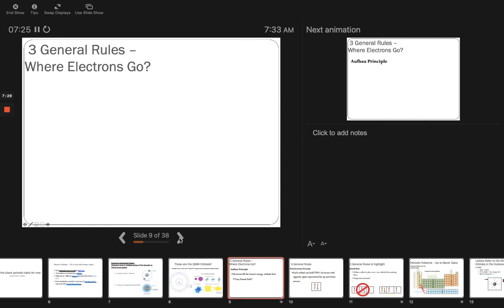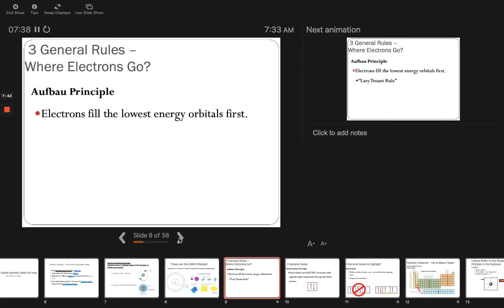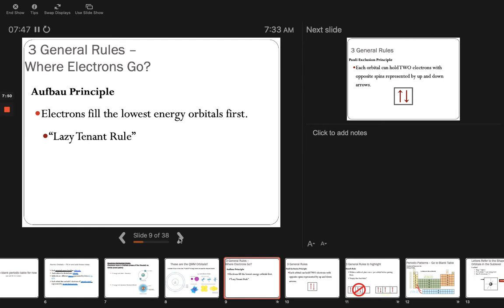Okay, before we get a little bit more into this, we need to define the 3 rules that electrons follow about where they can go. All right, and we're going to write those. So the Aufbau principle says that electrons fill the lowest energy orbitals first. So they are lazy. We call this the lazy tenant rule. Now, the lowest energy orbitals are closest to the nucleus because you need the least amount of energy to get the least amount of distance away from the nucleus.